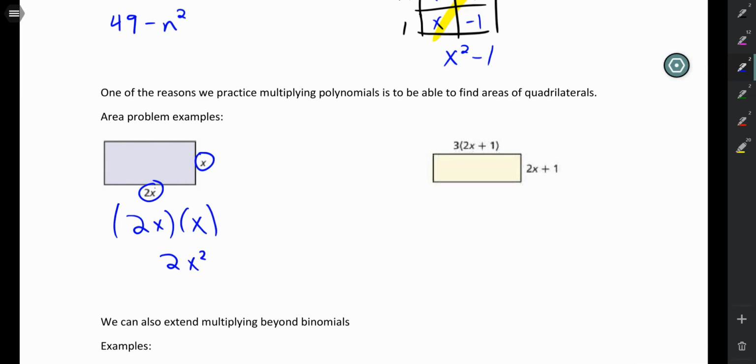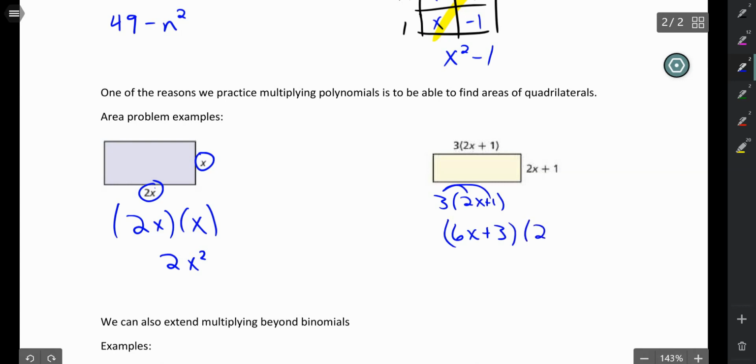What about this one? Oh, well, this one's going to take us 2 steps, because I see first that I need to multiply this 3 and distribute it in, and then I can take that product and multiply it with the width. So let's first do that 3 times 2x plus 1 step. So I'm distributing in. That gives me 6x plus 3. Now I'm going to take that and multiply it with 2x plus 1. So I'm taking that width and multiplying it with the height.